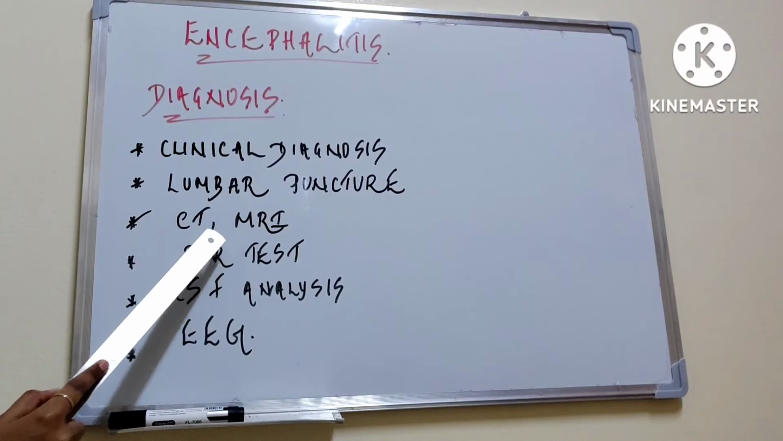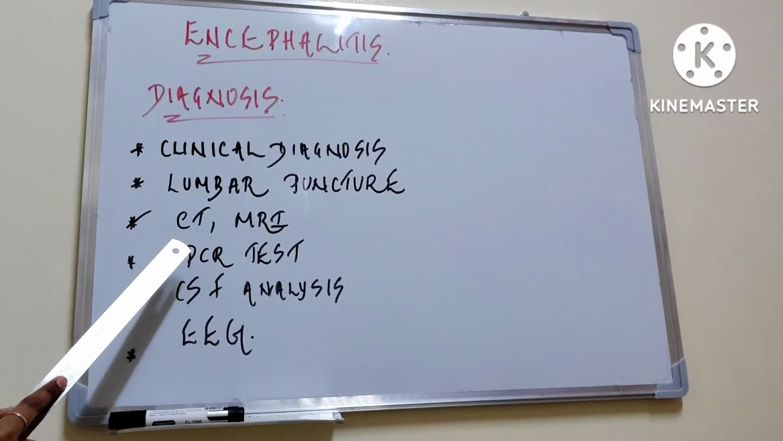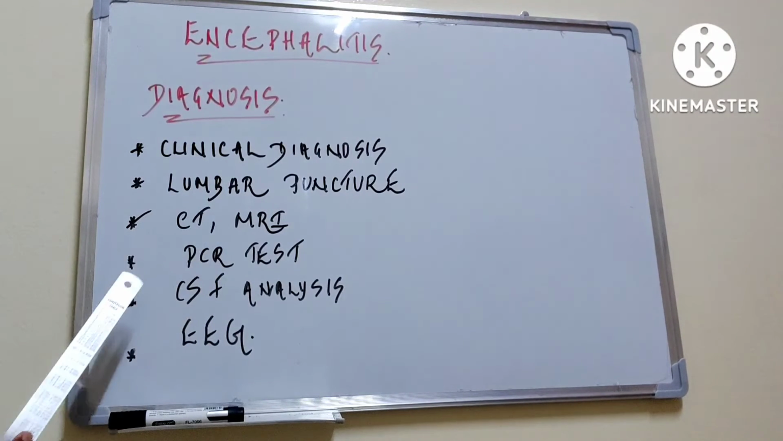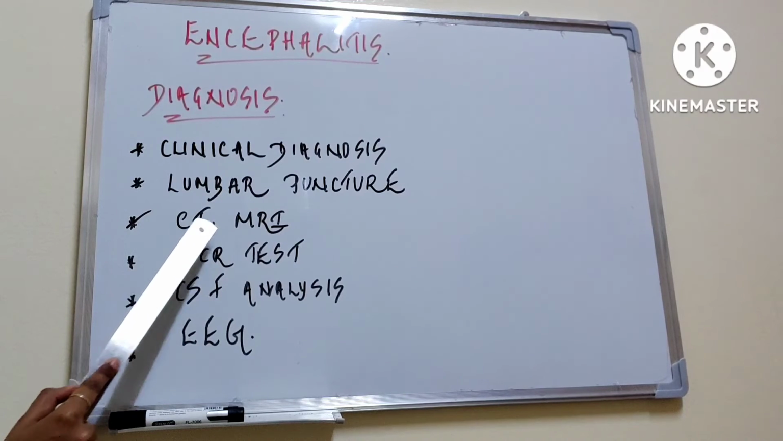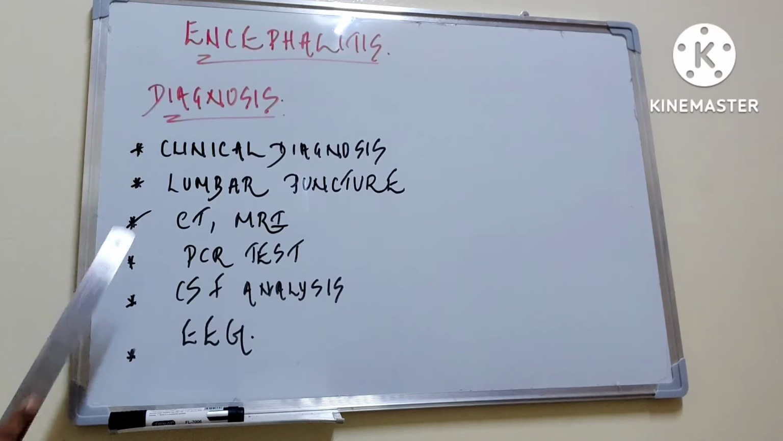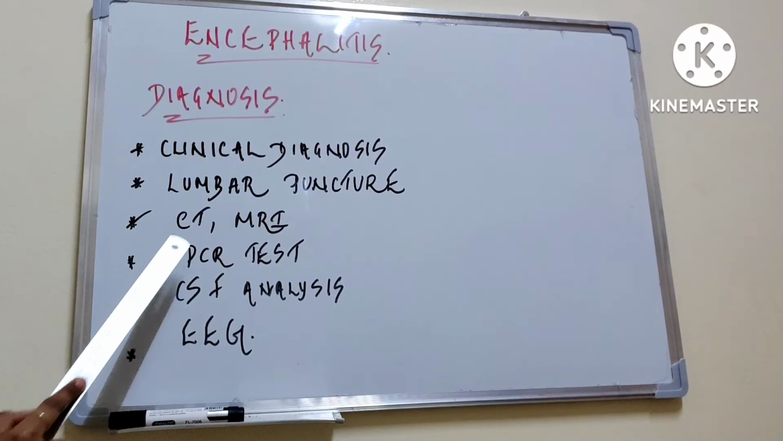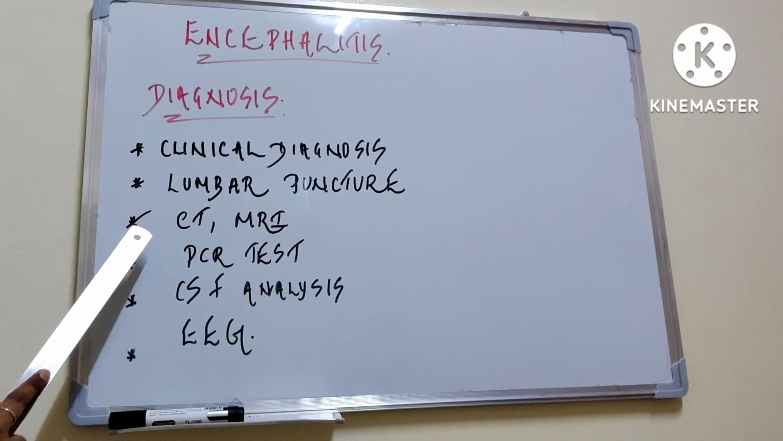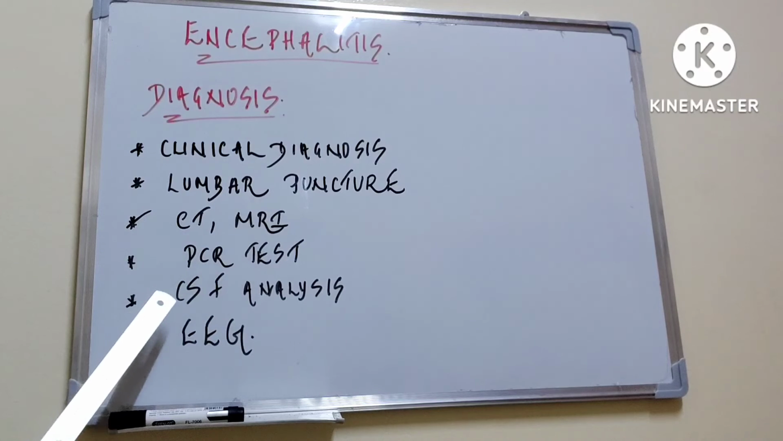So in CT and MRI, we can find low density lesions within the temporal lobes. CT and MRI are the two imaging studies which are used for ruling out encephalitis. So what we can see over there is low density lesions within the temporal lobes.